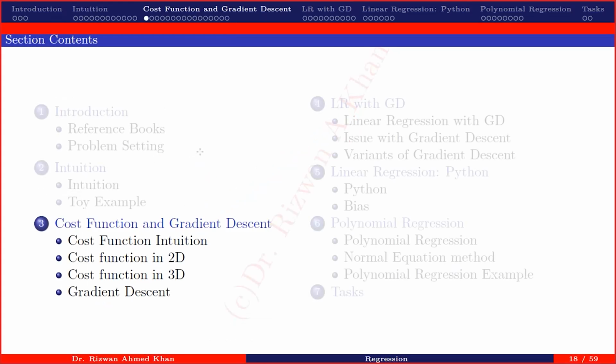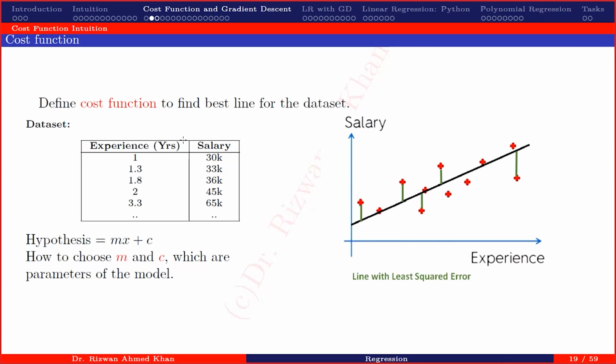And today we'll formalize a cost function, and we'll see the gradient descent optimization algorithm, and we'll fit this cost function and gradient descent algorithm together to have a proper regression algorithm. Again, we are working with the same data set, salary and experience, let's say. And our hypothesis is mx plus c, and we want to choose m and c, which are parameters of the model, which best approximate this data set, right? So this is the data set, and the green line shows how far it is from the line it is passing. So this green line shows the error, actually the magnitude of the error.